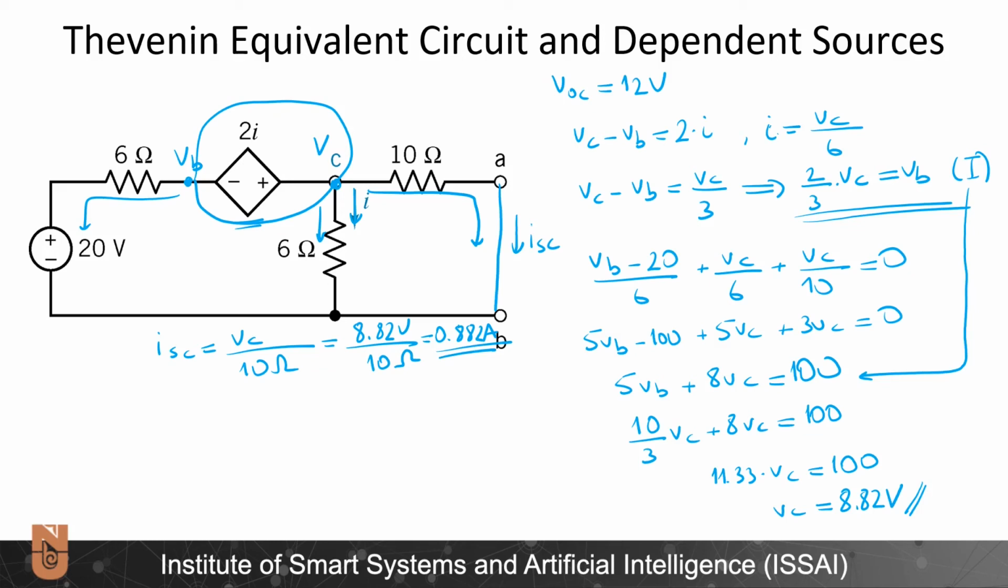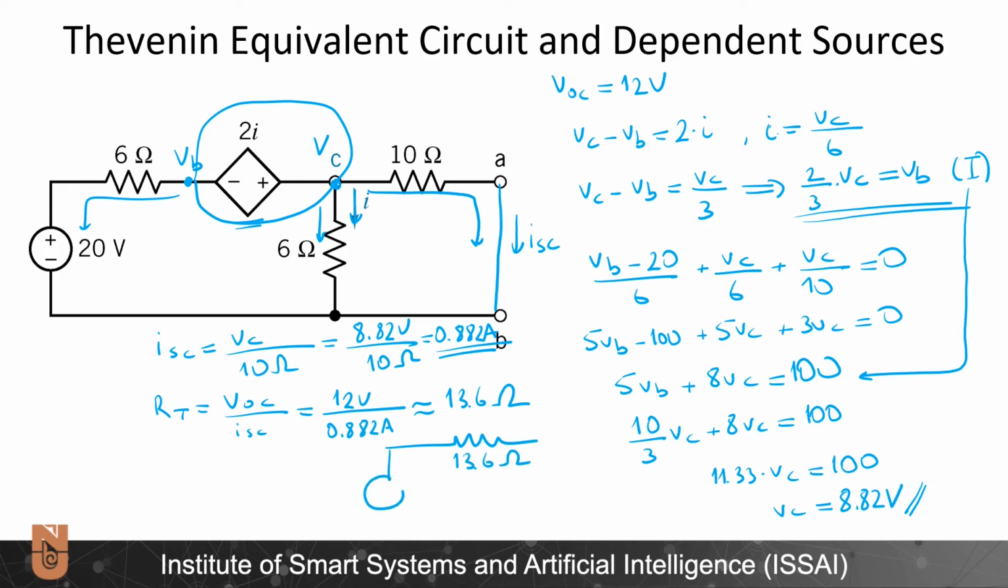In order to find Thevenin resistance RT, I need to divide V open circuit by I short circuit. 12 volts divided by 0.882 amperes, and this will be equal to, I need my calculator, approximately 13.6 ohms. Accordingly, the Thevenin equivalent circuit is 13.6 ohm Thevenin resistance and a plus minus 12 volts voltage source.